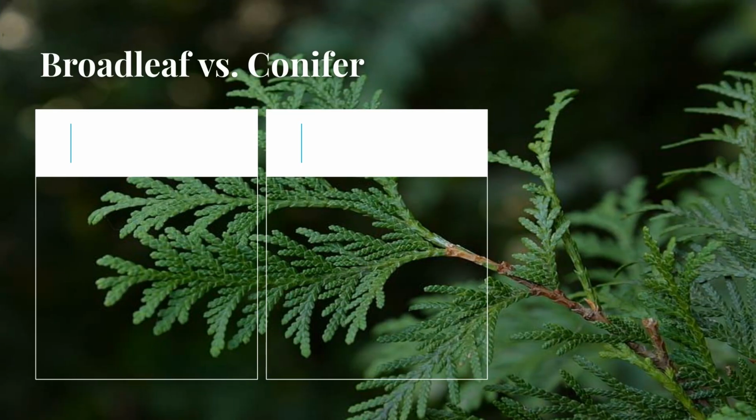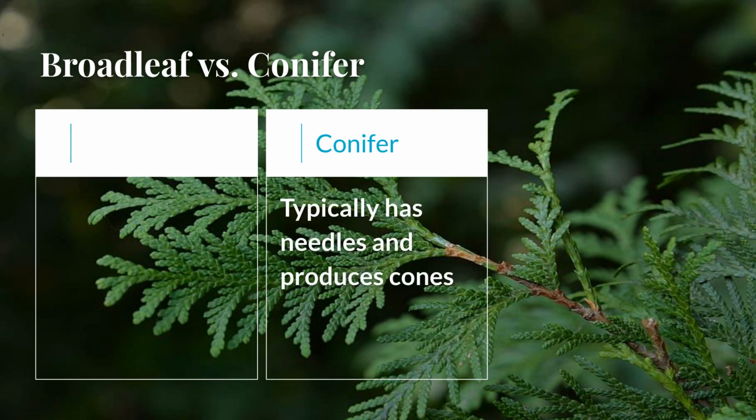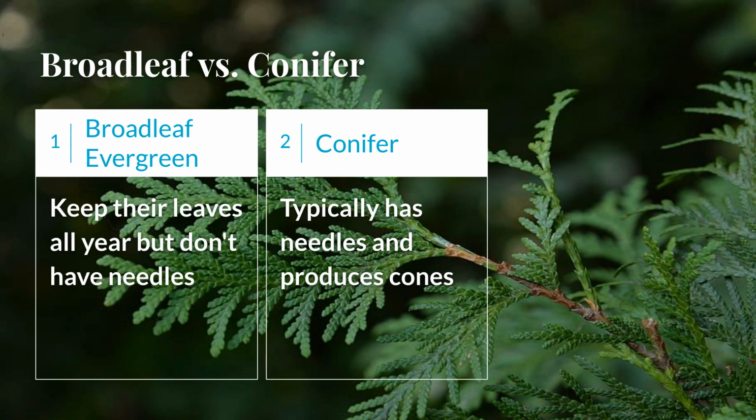Here's where many students get tripped up. Not every evergreen is a conifer. A conifer typically has needles or scale-like foliage and produces cones. Examples include western red cedar and Sitka spruce. Broadleaf evergreens, on the other hand, keep their leaves all year but don't have needles. Examples include English holly and Oregon grape. So remember, evergreen describes how long the foliage stays on the plant. Conifer describes what kind of plant it is. Those are two different ideas.